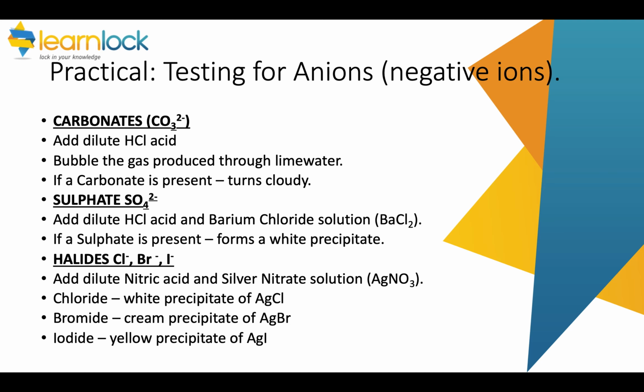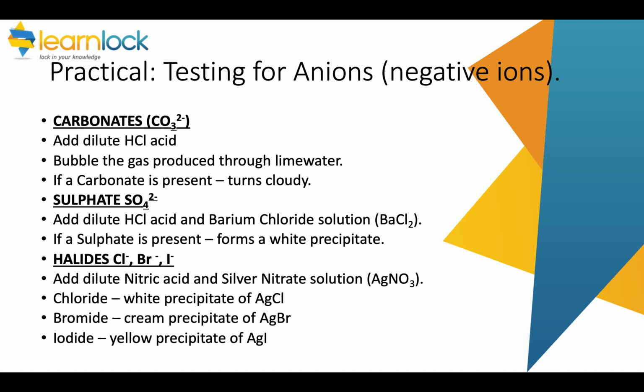These are negative ions. The test for carbonates. If you add hydrochloric acid to the sample and then bubble the gas that you make through lime water, if it's a carbonate, it will turn cloudy. The test for sulfates. If you add hydrochloric acid and then a few drops of barium chloride solution, if a sulfate is present, you'll get a white precipitate.